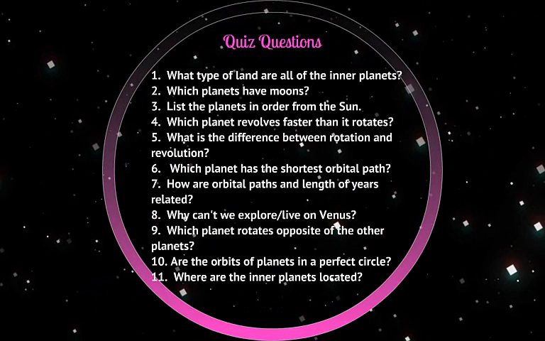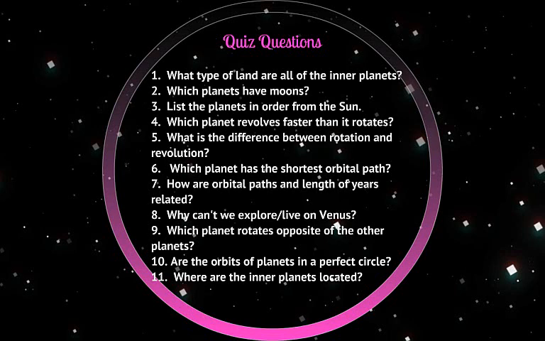So here are your quiz questions. What type of land are all of the inner planets? Which planets have moons? List the planets in order from the sun. Which planet revolves faster than it rotates? What is the difference between rotation and revolution? Which planet has the shortest orbital path? How are orbital paths and length of years related?